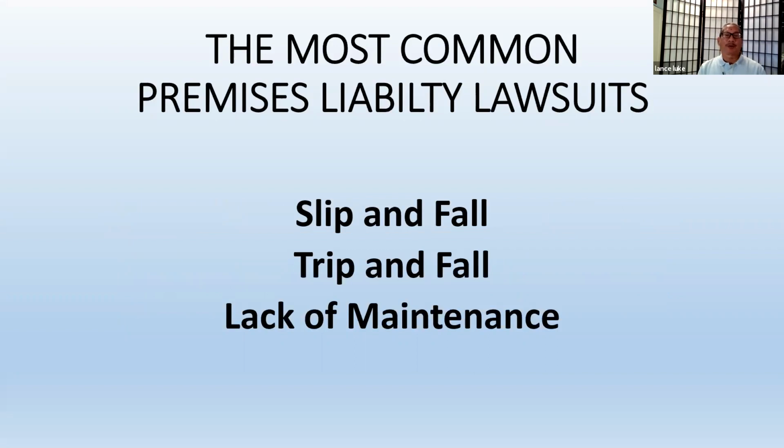The most common premises liability lawsuits are slip and fall, trip and fall, and lack of maintenance. A slip and fall is when somebody slips and they fall down, as opposed to a trip and fall, where somebody doesn't slip, but they trip on something like a stairway or a crack. Then lack of maintenance is a problem that would result in an accident, either a slip and fall or a trip and fall. These are the most common types of premises liability lawsuits.